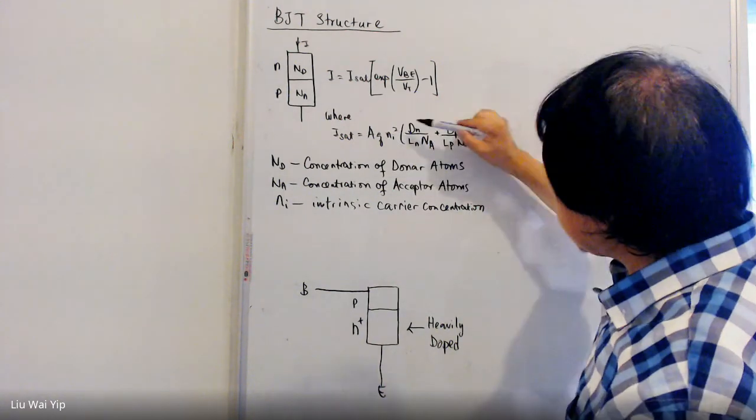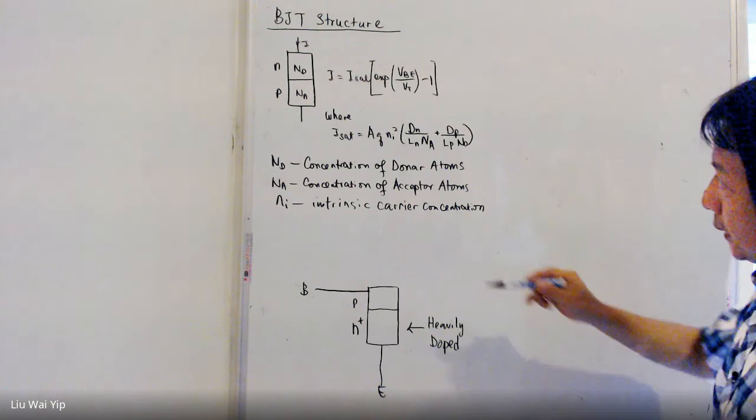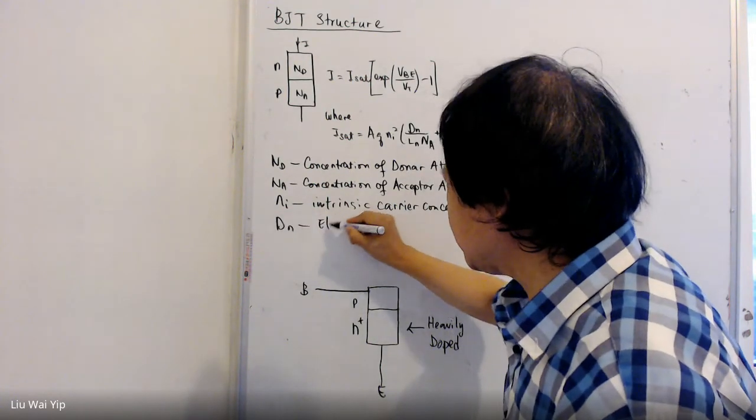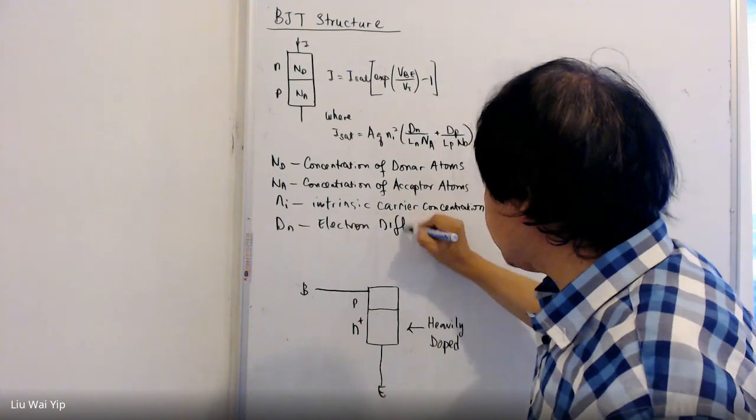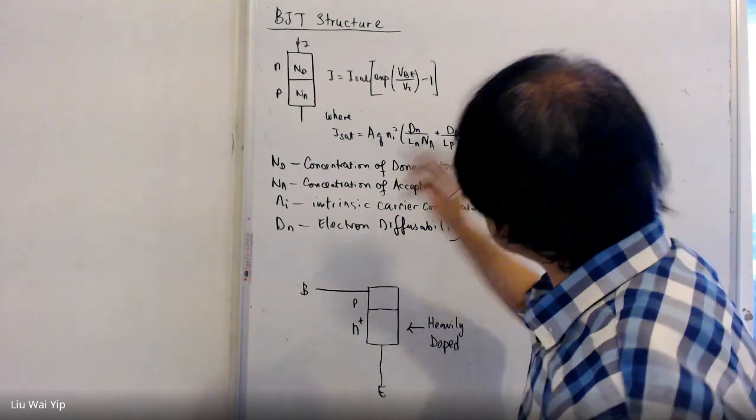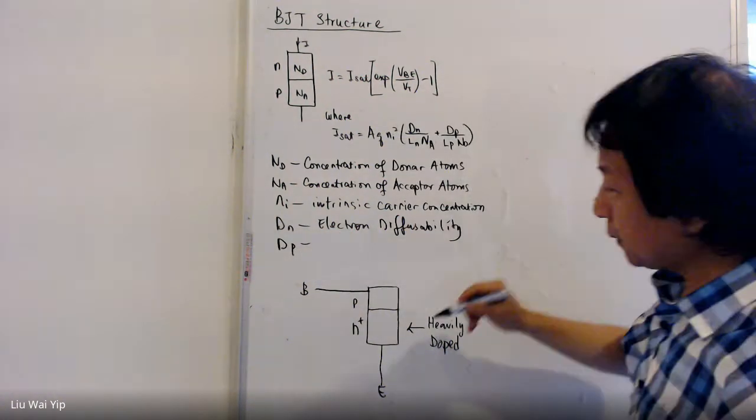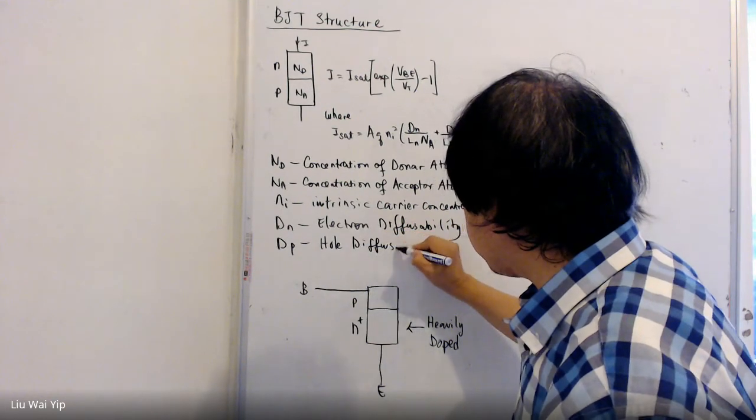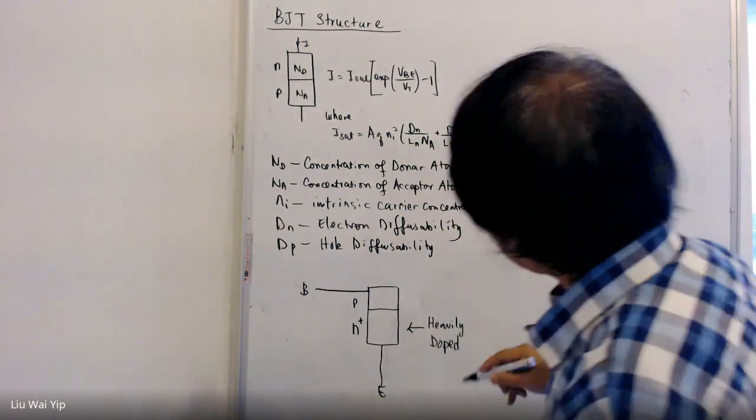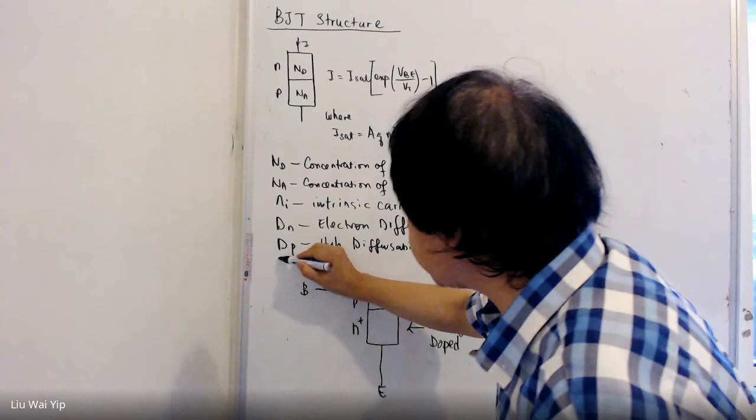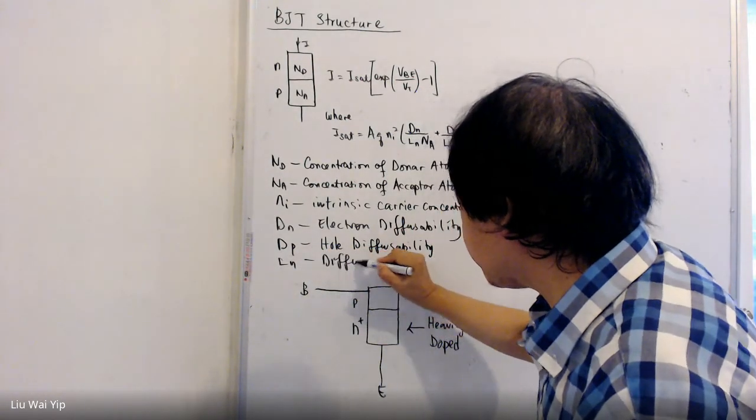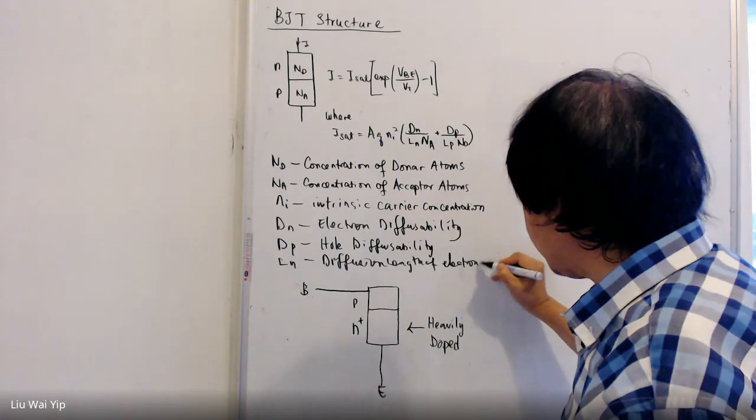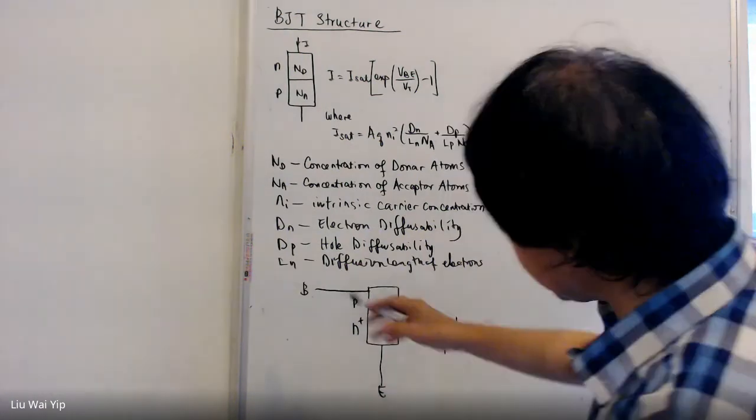The square of Ni, and then multiplied by a bracket of expression. Dn is the electrons diffusivity. Similarly, Dp is the hole diffusivity. And Ln is the diffusion length of electrons, and the rest is similar. Lp is the diffusion length of the holes.